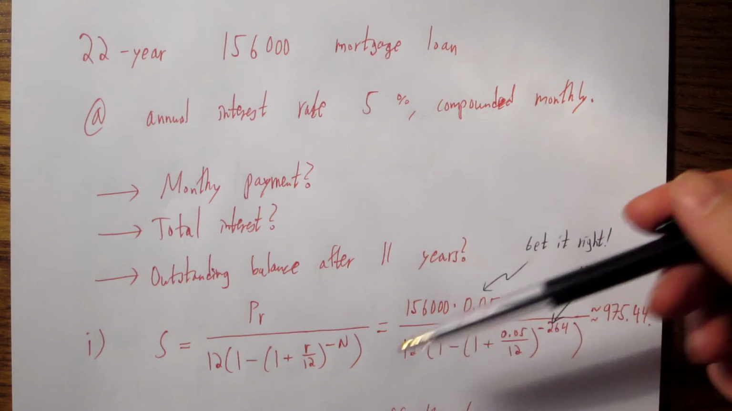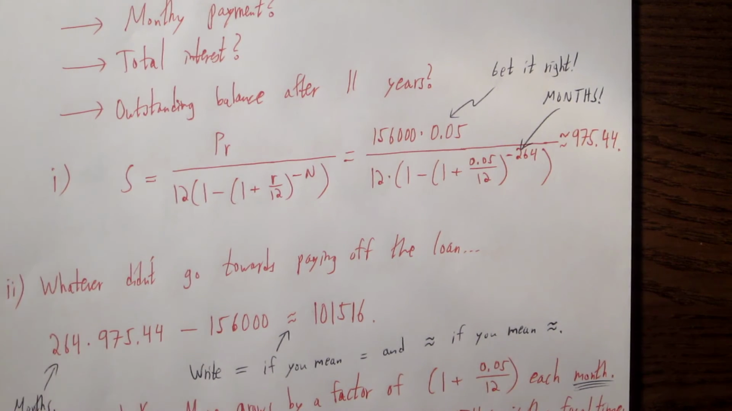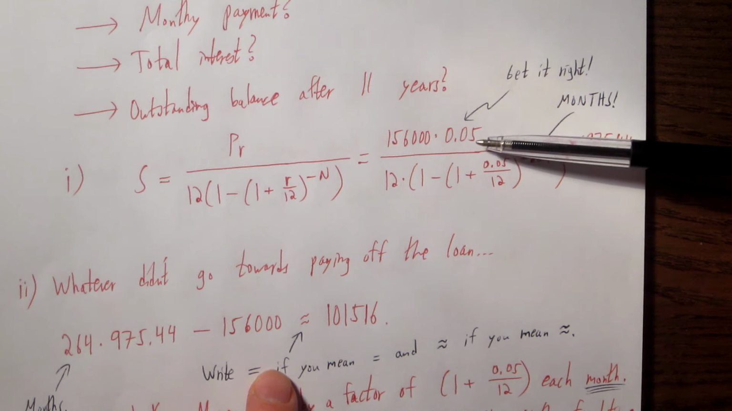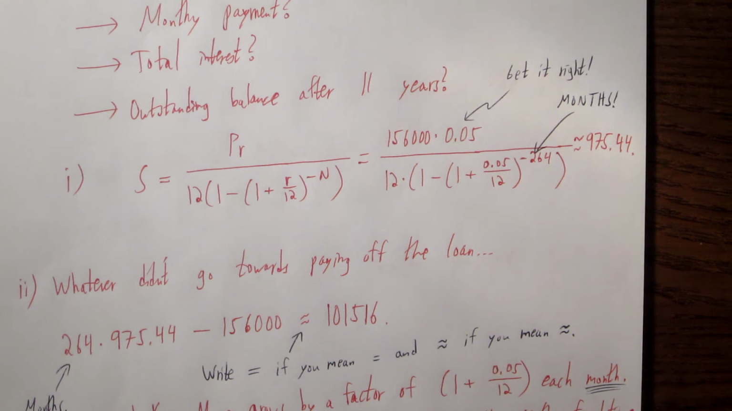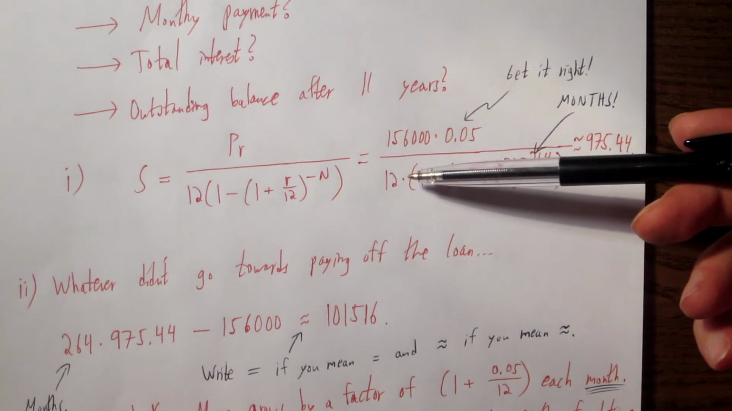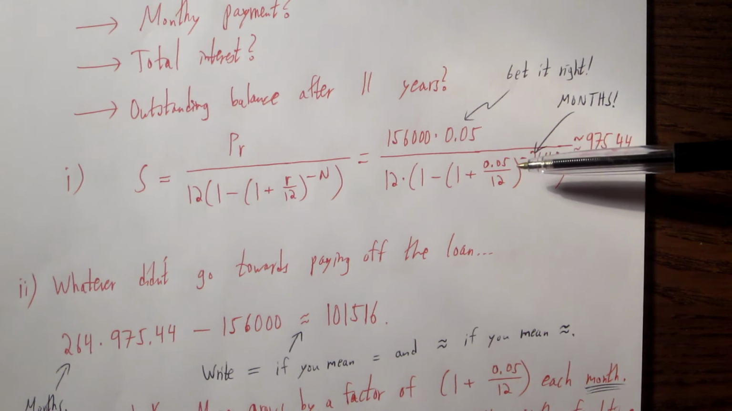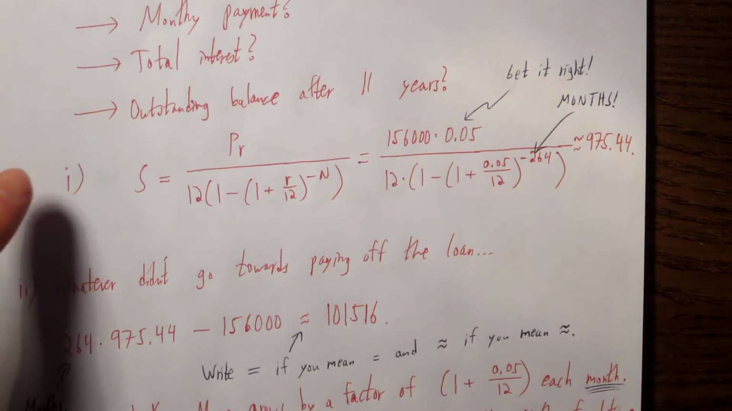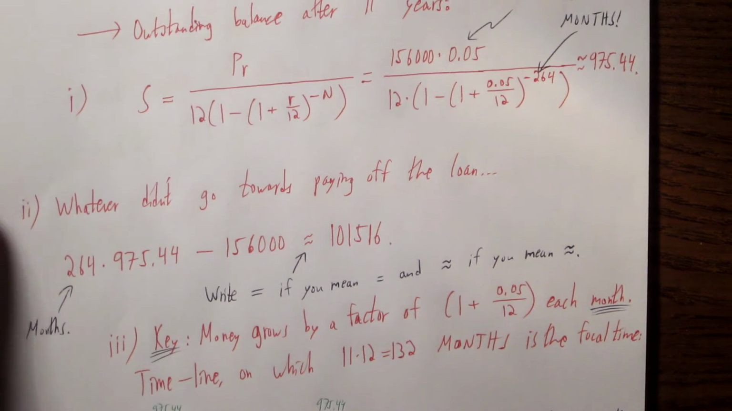For part 1, use the formula from the formula booklet. Just plug in P is 156,000, R is 0.05, the nominal interest, or the annual interest rate expressed as a real number. The 12th is there, and then R is 0.05. N is 264, not 22. It's 264. This is about 9675.44. If you use a calculator, you can go ahead and check it.